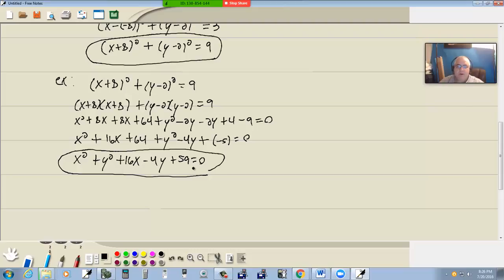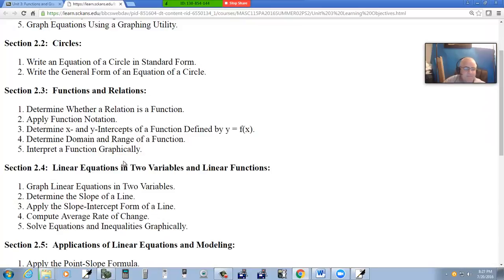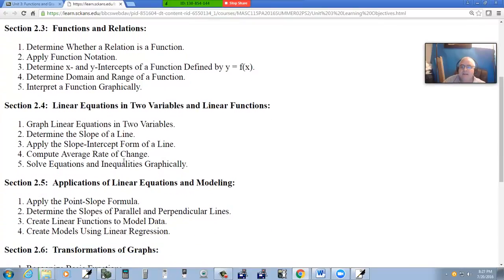Now there are some books that will put the 59 over on the right side. But generally, in standard form, you put your squared parts together, your first powers together, and then your number at the end like that. Some books will emphasize you cannot have fractions. So if you had fractions, you'd have to multiply by the LCM of all your denominators. There's different ways you see. It'd be nice if there was consistency across the board, but there isn't. Okay, that was 2.2. Let me grab a drink here, and we'll look at 2.3.